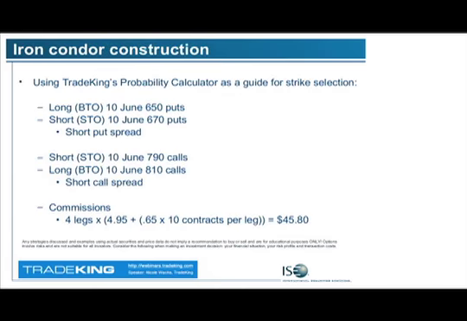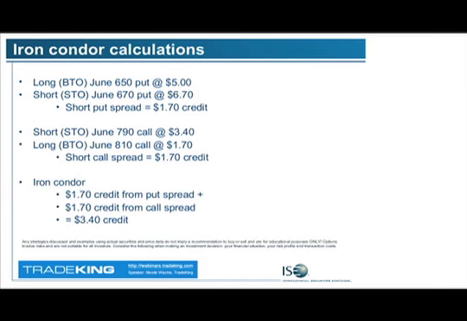So, as I mentioned, I used the probability calculator for strike selection, and what I ended up with is the short put spread of the June 650, 670 puts, and then the short call spread of the June 790, 810 calls. The commission for this trade is about $46 to get in. The credit generated for each side of this spread is $1.70 on each side, and that total comes to $3.40. So that's the potential profit for this trade.